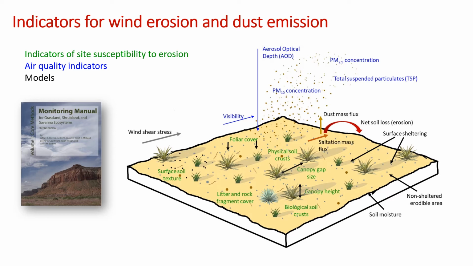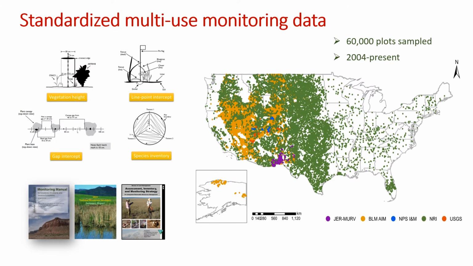Indicators that largely control wind erosion are commonly measured for many existing monitoring plots and data. There is a need to develop tools and models that leverage these data to produce indicators to predict wind erosion and dust emission, and thus air quality. BLM AIM and NRCS NRI data collect standardized core methods monitoring indicators and are appropriate for this purpose.